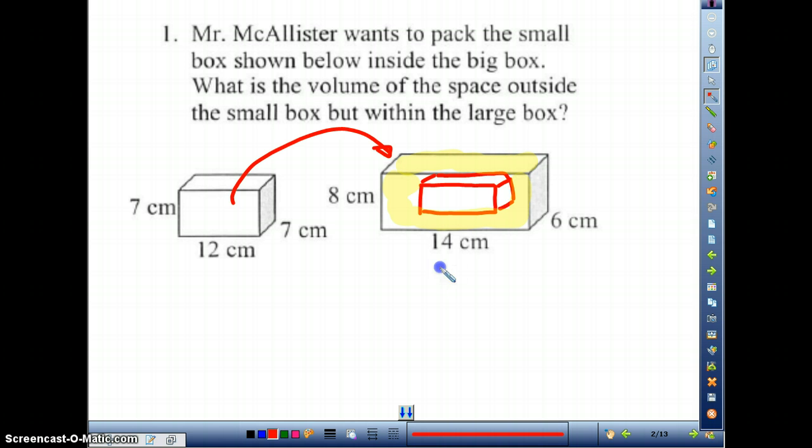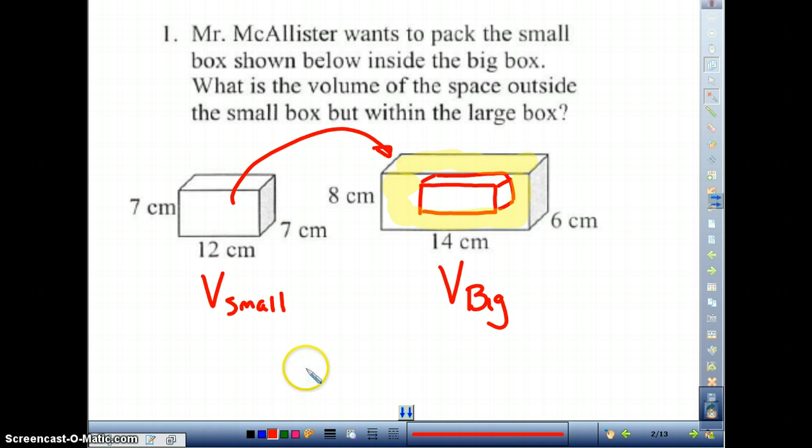So what you're going to do is find the volume of this big box, find the volume of the small box, and then what's the last step? Yeah, if you want to find the volume inside the big box that's not occupied by the small box, you got to take the volume of the big and subtract the volume of the small. And then what's left is the volume of the air in between the two boxes. Okay? How do you find the volume?